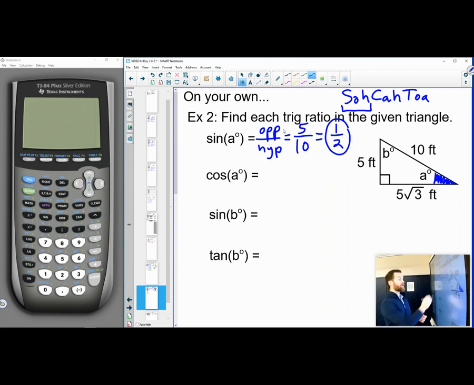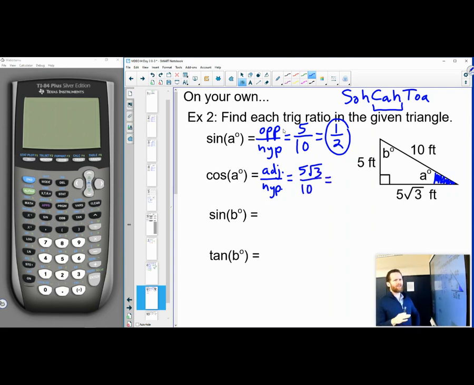Next up, we have cosine of A. So we're still focused on A. We don't have to change our reference angle, sort of our home base, where we're looking at the triangle from, but we do have to change what we're looking at in SOHCAHTOA. Now we're focused on CAH, the adjacent over hypotenuse. Adjacent to A degrees is right there, so that's 5 square root 3. So we can put that in the numerator. And we know the hypotenuse is 10.